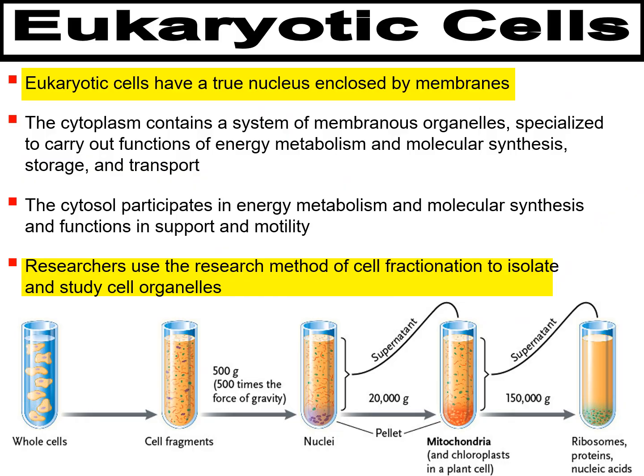Eukaryotic cells are distinguished from prokaryotic cells by the presence of a nucleus as well as membrane-bound organelles. In general, eukaryotes are larger than prokaryotes, although exceptions exist. Several experimental protocols allow biologists to separate intracellular components.